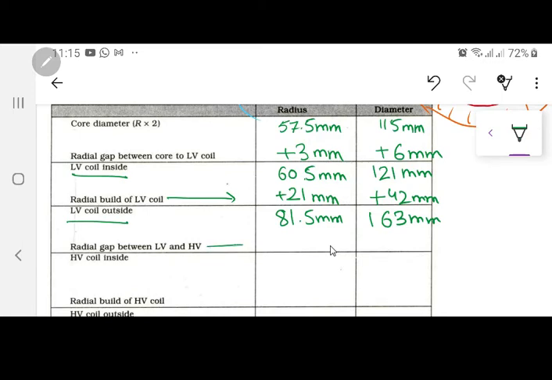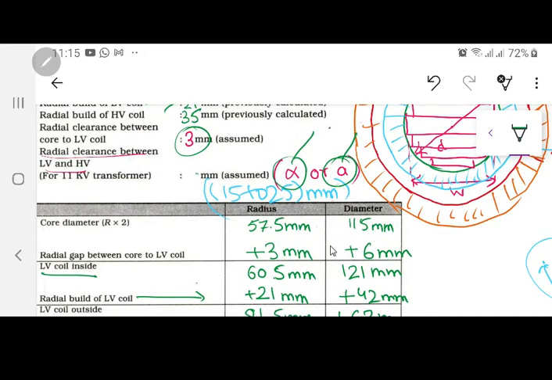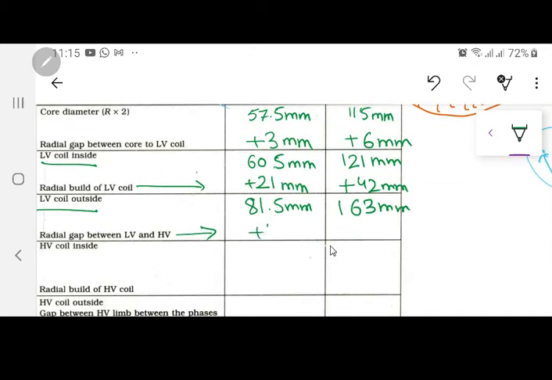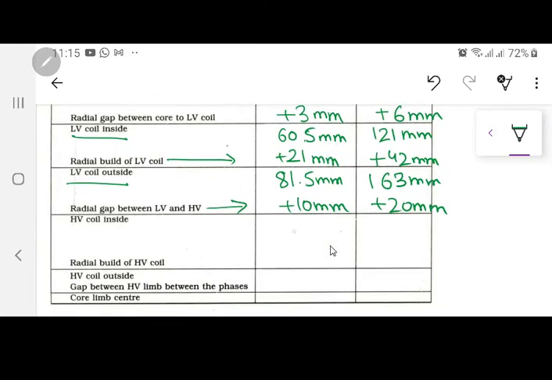The radial gap between low voltage and high voltage, I told you this gap is alpha or A. Here in your book they have taken this value as 10 mm, so I will stick to that 10 mm. But yes, if at the end the answer does not come out according to our requirement, then we will play with this 10 mm value. So this will be plus 10 mm added over here, and here this will be added as plus 20 mm because this is going to be on both sides. So this becomes equal to 91.5 mm, and this becomes equal to 183 mm.